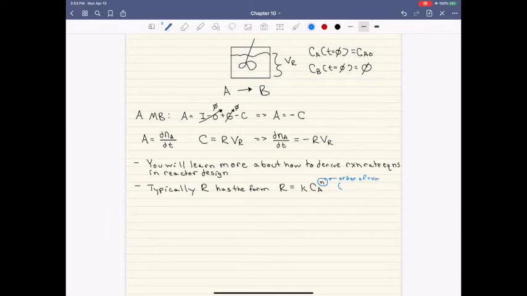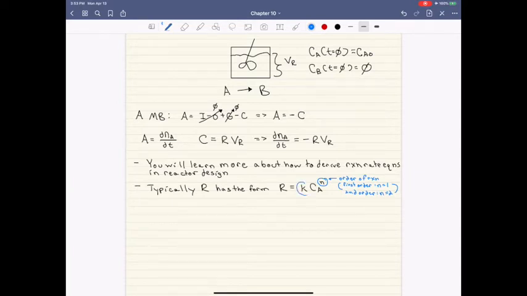And so you'll hear terms thrown around like first order reaction, second order reaction, even negative order reactions. What that refers to is this exponent n. If you have a first order reaction, n is equal to 1, and a second order reaction, n is equal to 2. I won't focus too much on that for now. I'm just telling you what that term means when you encounter it.